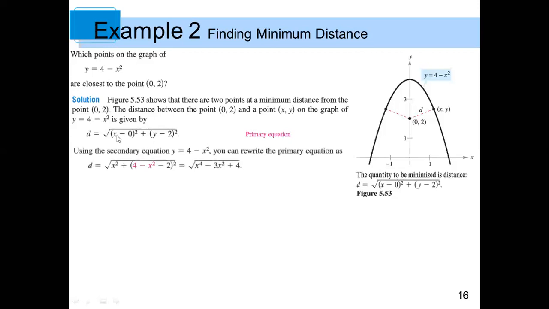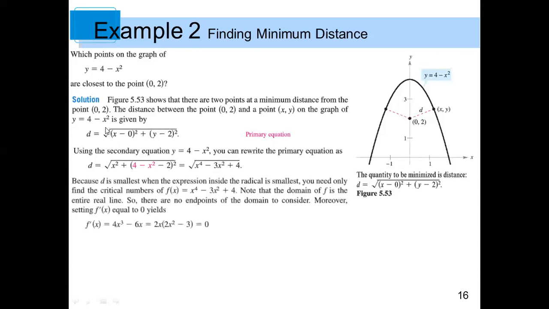Also, we know that this distance formula is in terms of x and y, but we know that y equals 4 minus x squared, so we can substitute that secondary equation that relates y and x to get the primary equation all in terms of x. So we get this. Now, if you simplify this, FOIL it out, and combine like terms, you get the square root of x to the 4th minus 3x squared plus 4. Because d is going to be smallest when the expression inside the radical is smallest, we only need to find the critical numbers of x to the 4th minus 3x squared plus 4. So the domain of f is the entire real line, because there's no limit to how far you can go on the parabola.